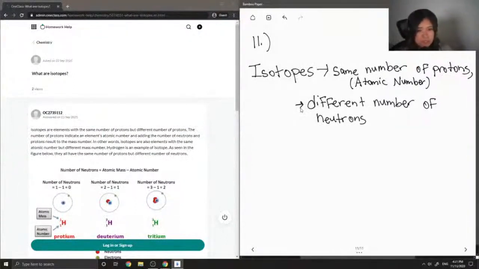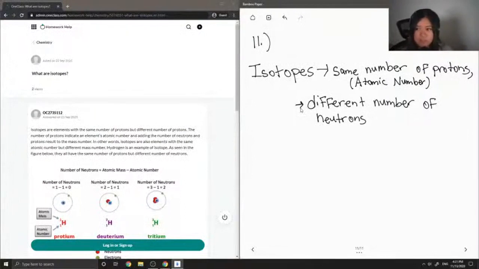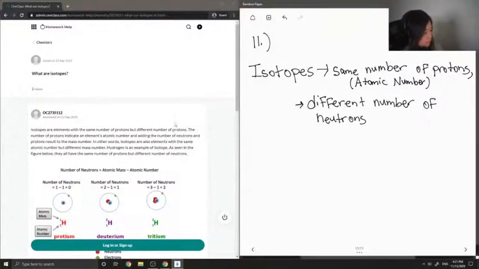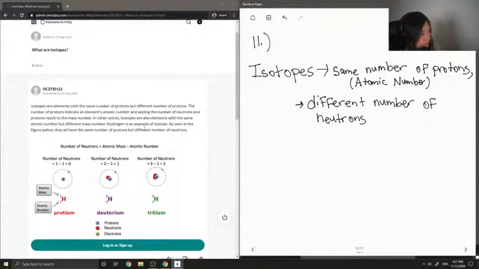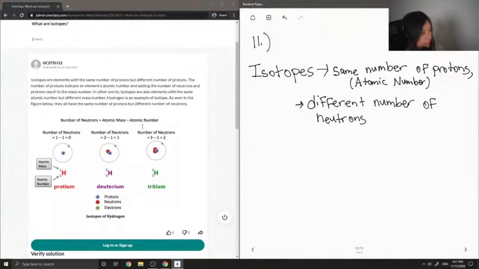Electrons are very light compared to protons and neutrons, and the mass of neutrons is almost the same as the mass of protons. So let's look at what our junior tutor said. It looks like they have a lot of helpful examples.